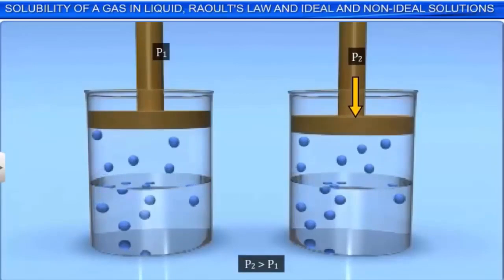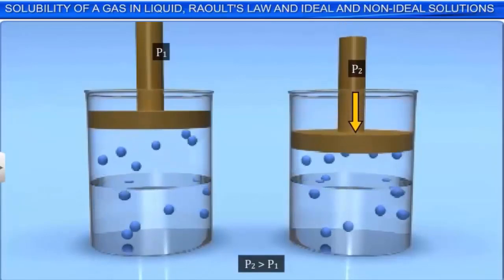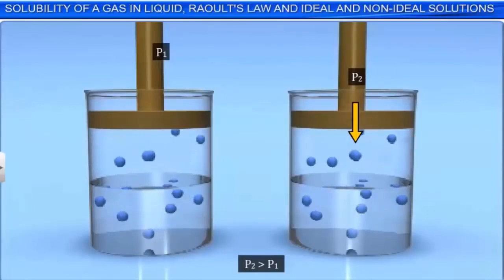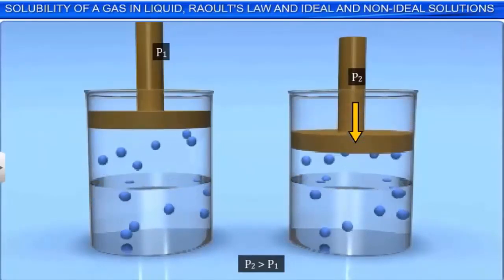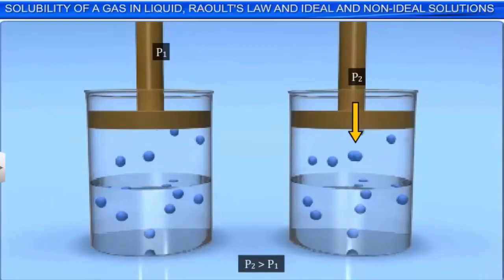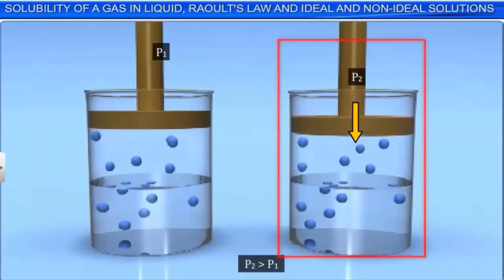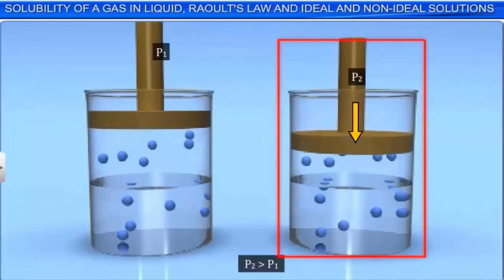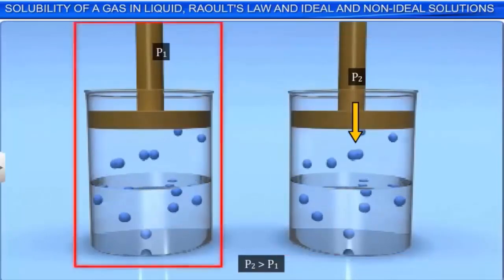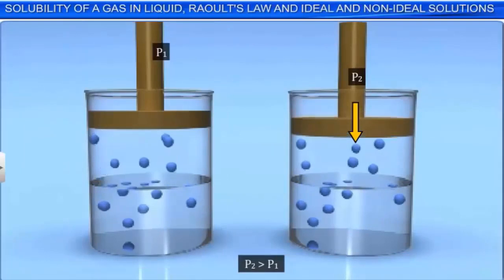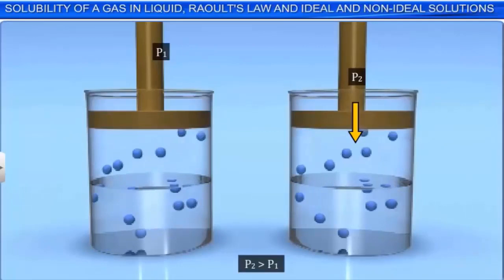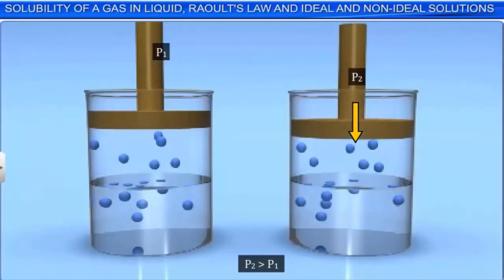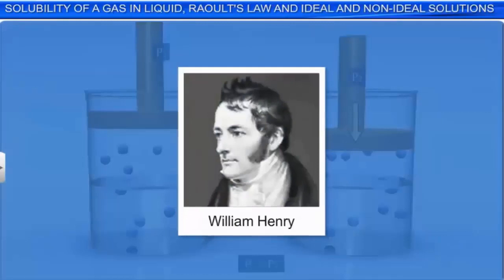An increase in pressure results in more molecules of the gas striking the surface of the liquid and entering the solution in a given time. Therefore, at high pressure, more gas dissolves in a given volume of liquid than at lower pressures. This proportionality of the solubility of a gas to pressure was first proposed in 1800 by William Henry and is known as Henry's law.